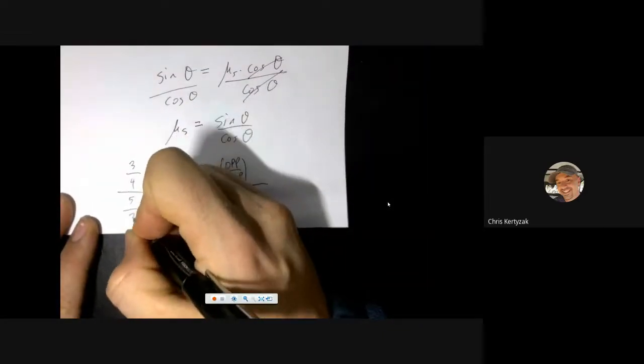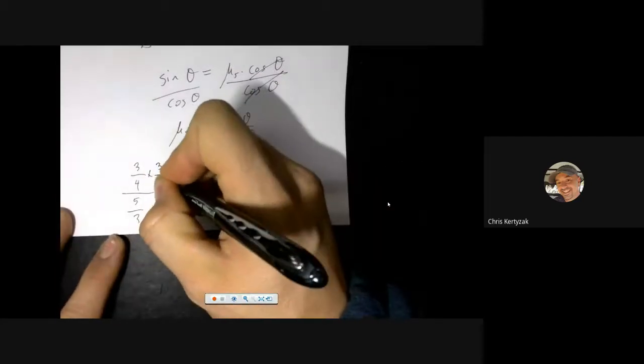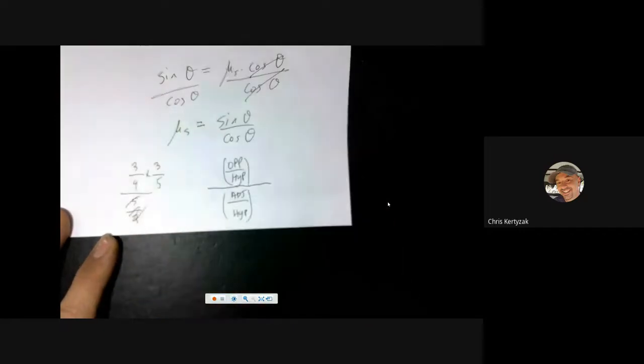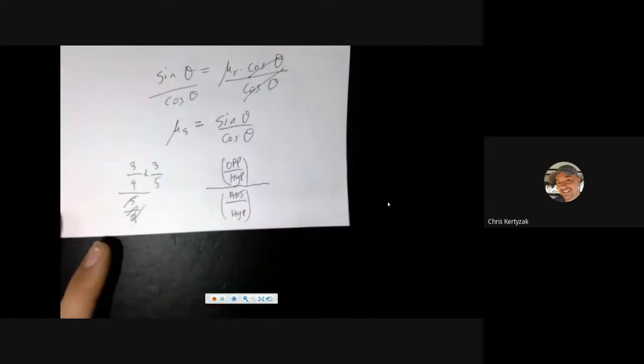I know that if I had to do 3/4 divided by 5/3, I can do that by just reciprocating 5/3 and multiplying 3/4 times 3 over 5, and then just multiplying through. You know that, that's true. So let's try that over here. What's the reciprocal of adjacent over hypotenuse?